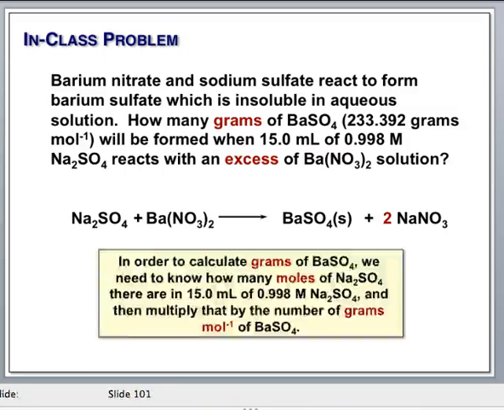All right, here it is in writing. In order to calculate grams, we need to know how many moles of our sodium sulfate we have. Again, 15 mils, just about 1 molar. Once we know the number of moles, simply multiply it by our molar mass.